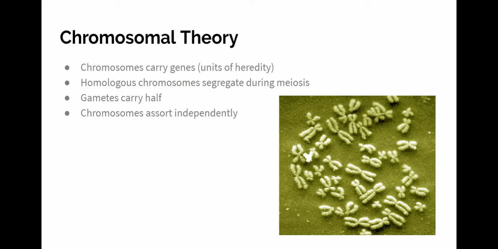Chromosomes also, as we understand it, sort independently, meaning that they line up along the metaphase plate in any rhyme or reason with their partner, and the way that they separate out is very random and by chance.